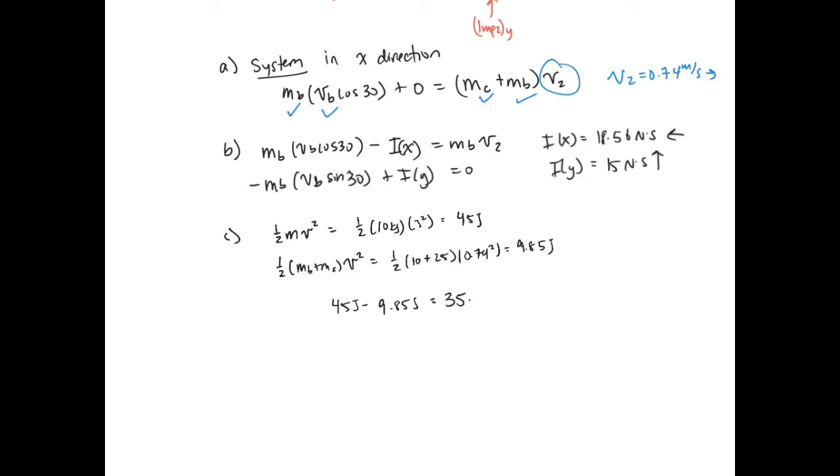So the energy lost during the impact is 45 joules minus 9.58 joules, which is equal to 35.4 joules of energy lost. So in this case, even though we had some conservation of momentum, we did have a loss of energy in our system. So conservation of momentum does not guarantee conservation of energy.